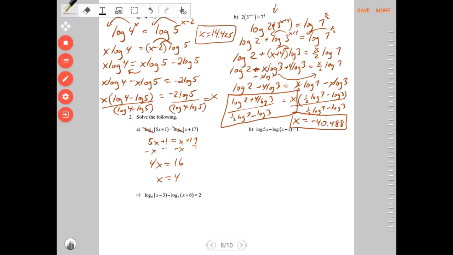Now, one other consideration we have to have for these. Remember, the argument for logs can never be negative. So that means that this 5x plus 1 has to be bigger than 0. So minus 1, so 5x has to be bigger than negative 1. So x has to be bigger than negative 1/5. Okay, so that is the restriction, at least for the first part.